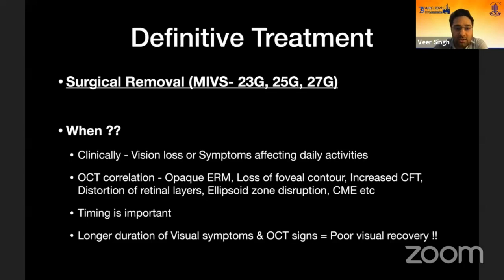So clinically, when the vision goes down or the patient becomes symptomatic in the daily activities, that's a good sign to go in. And along with that, you always need to do an OCT correlation with all the OCT signs that are present, which is an opaque ERM or this loss of foveal contour with increased retinal distortion, ellipsoid zone disruption, CME, etc. Timing is very important. So the longer the duration of visual symptoms and OCT signs, the poorer the visual outcome is. So timing, I would say, according to the clinical grading, would be between 0 and between 1 and 2. And in the OCT grading, it's somewhere between the 2 and 3 stages, when the retina hasn't turned so bad.